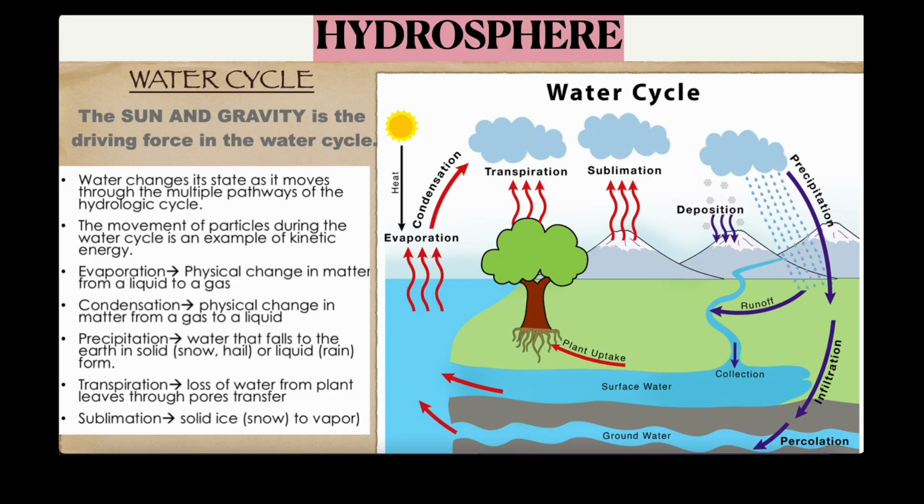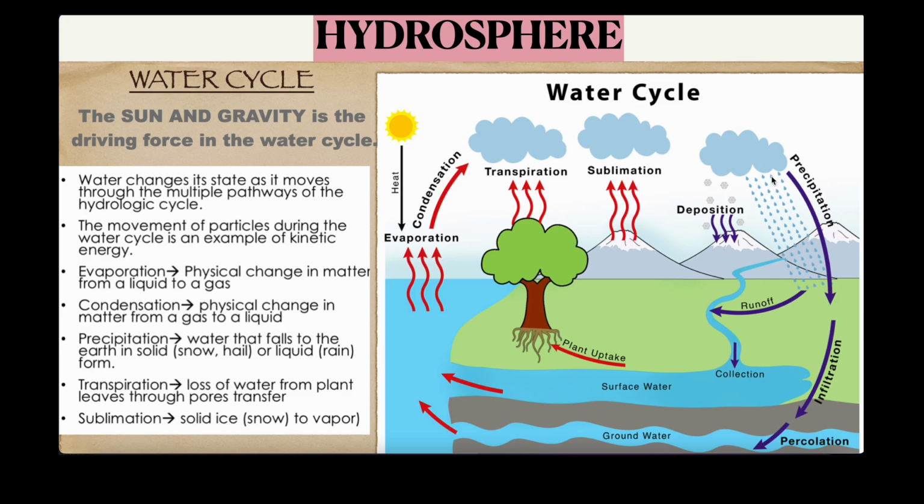Hydrosphere. What's hydrosphere? By the word hydro, it means water. So the first thing that should come to your mind when you hear hydrosphere is the water cycle. The sun and the gravity are the driving force in the water cycle. How? The sun helps in heating up the water, which causes evaporation, and thereby there is condensation and then precipitation. That's where the gravity comes into action. Yes, the rain falls because of gravity.